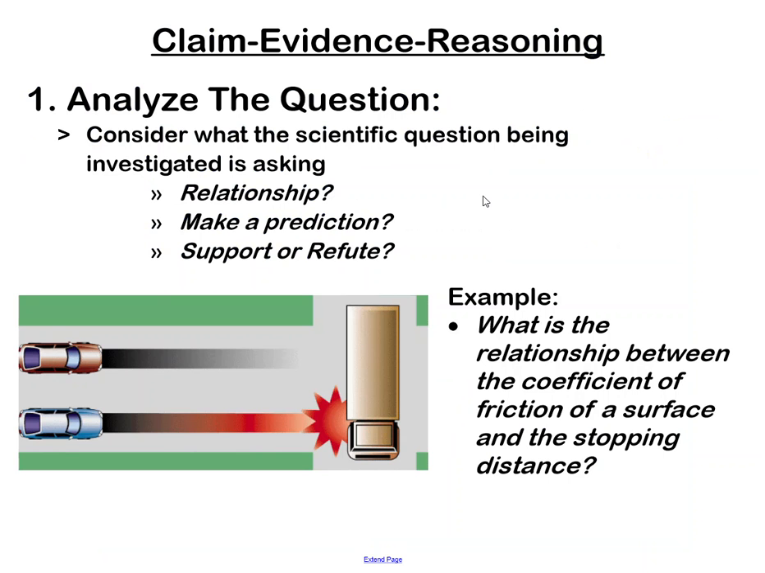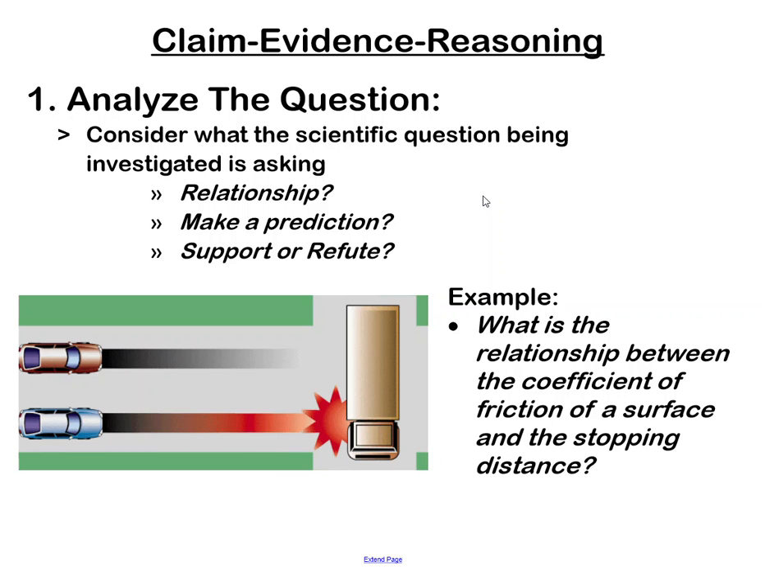The very first thing in order to make a scientific claim and support it is you need to understand the question you're asking or what you're being asked to investigate. So you really need to look at what that question is and think about it. Is it asking you the relationship between two things? Is it asking you to make a prediction? Is it asking you to support or refute some claim? Like, what is it that it is? And that's really step one, is knowing the question that you're trying to answer.